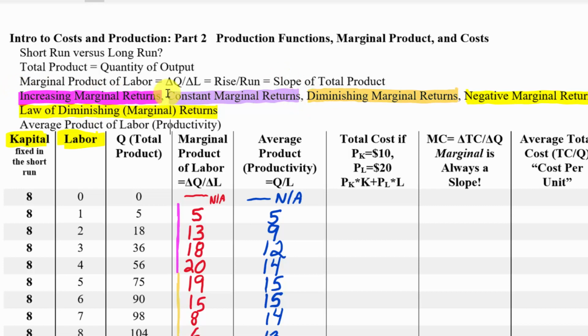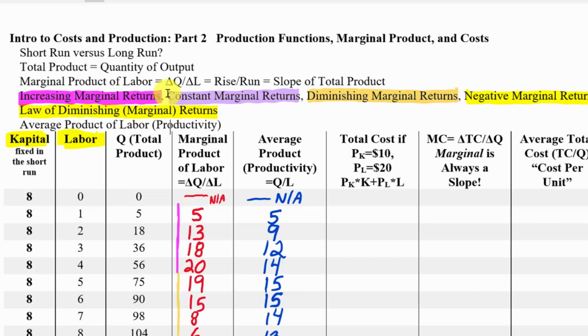But what about the 11th person, and the 12th, and the 20th, and the 50th? Well, since we're not giving these additional people more equipment to work with, these people are going to have to share the computers, and this has to lead to not necessarily decreasing output, but the amount of output can't keep going up at the same rate forever. It has to start slowing down. It can keep going up, but at a slower and slower rate. So this is the idea of the law of diminishing returns.